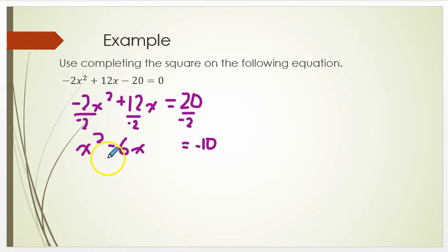You look at your b value, which is the number attached to the first power variable. So here's my x to the first power. The number attached to that is negative 6. If you take half of that number and square it, so the rule for this is b over 2 squared. In my example, I'm taking half of negative 6, which is negative 3, squared is 9. That number you get from b over 2 squared needs to be added to both sides of the equation.